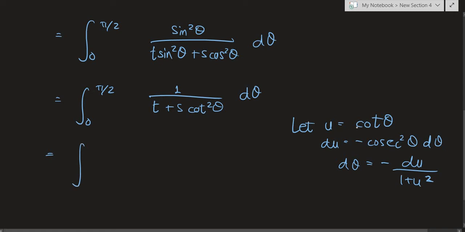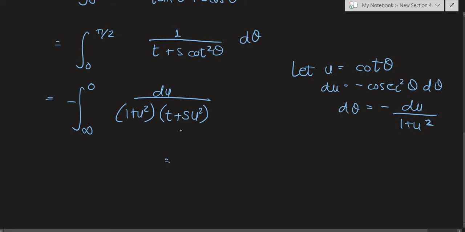Okay, so when theta is 0, the cotangent of 0 is infinity, right? Because 1 over tan. And when we plug in pi over 2 in place of theta, we just have cotangent of pi over 2, which is 0. And we have negative, instead of d theta, we have du divided by this 1 plus u squared factor, times over here we have t plus s times cotangent squared is u squared, so s times u squared.